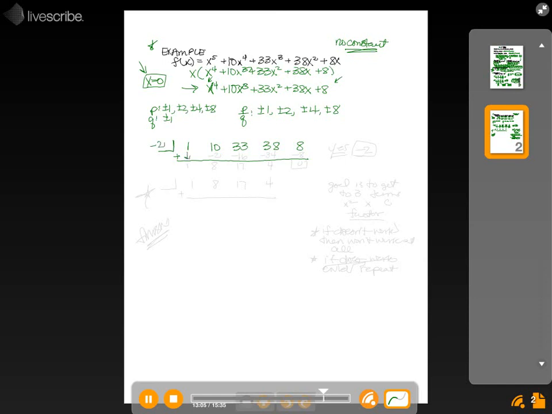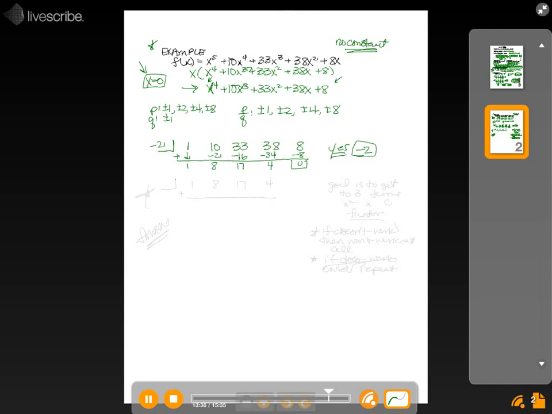Okay, we're going to draw our arrow. We're going to bring that first one down. 1 times negative 2 is negative 2. 10 minus 2 is 8. Negative 2 times 8 would be negative 16. 33 minus 16 is 17. 17 times negative 2 would be negative 34. 38 minus 34 is 4. Negative 2 times 4 is negative 8, so our remainder is 0. So negative 2 would be a rational root to the problem.